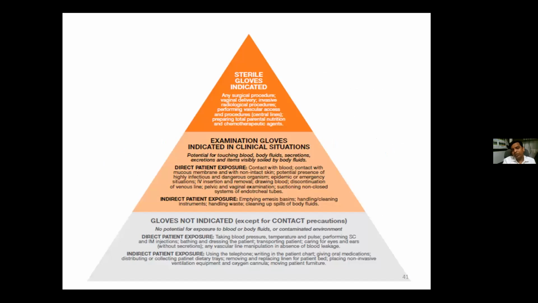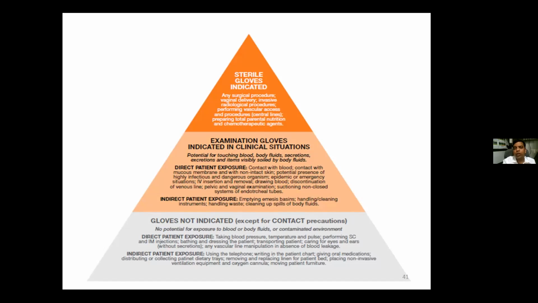The next important topic is gloving. Now, gloving is not an alternative to hand hygiene, but gloves should be used for procedures. Before wearing and after removal of the gloves, hand hygiene is a must. If you wear gloves and skip hand hygiene, that won't do. Hand rub should be done before wearing and after removal of the gloves.